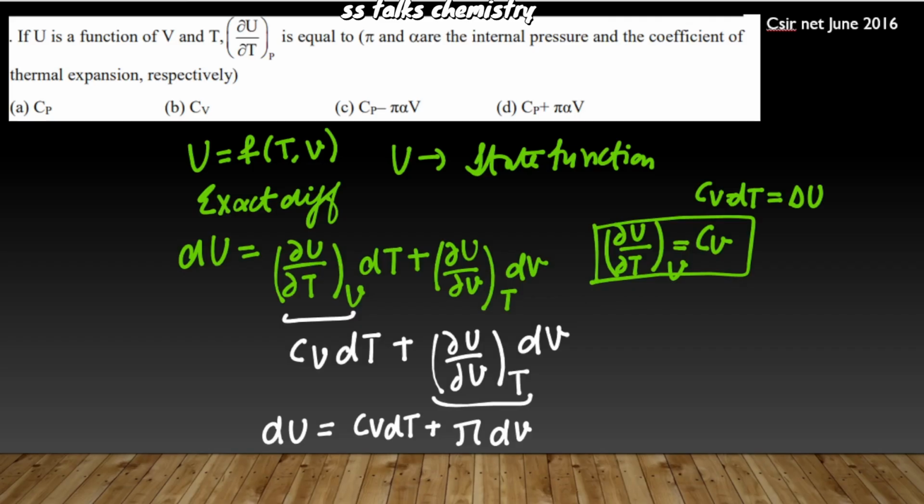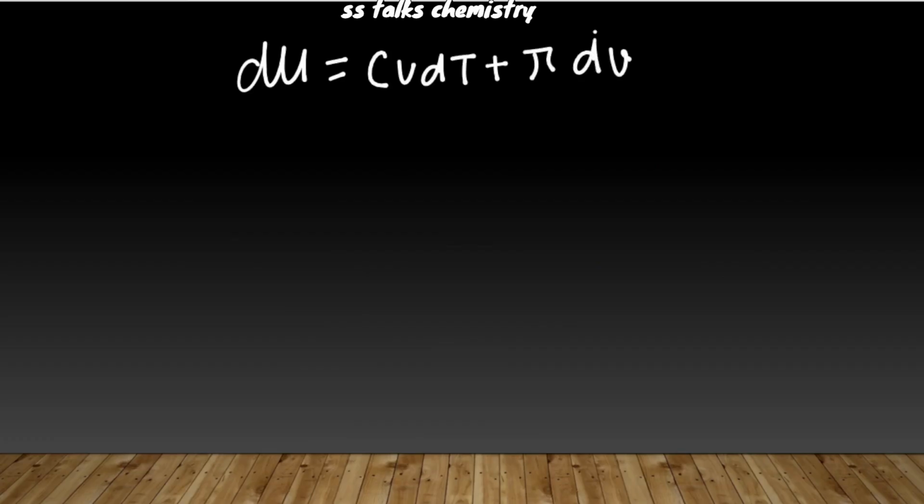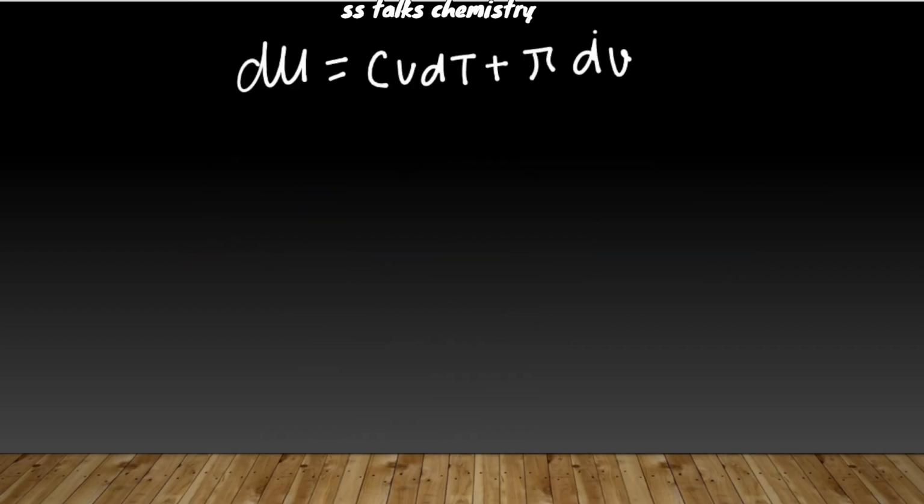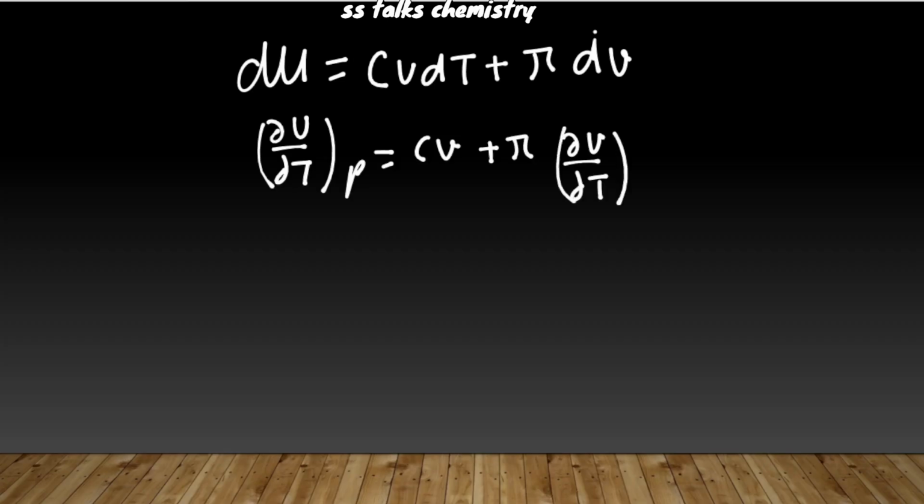Now we have to find dU by dT. So dU we have got, that is equal to Cv into dT plus pi into dV. Now differentiate with respect to the temperature at constant pressure. So del U by del T at constant pressure is going to be Cv into del T by del T, which is equal to unity, plus pi. Now del V by del T at constant pressure we have to substitute in this.